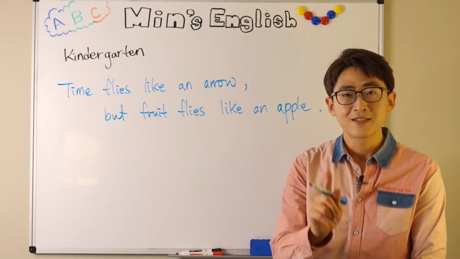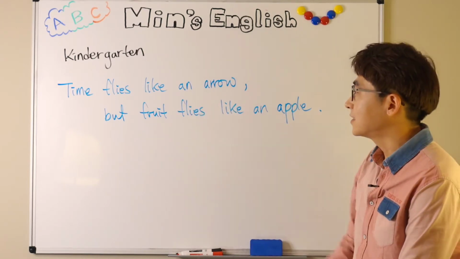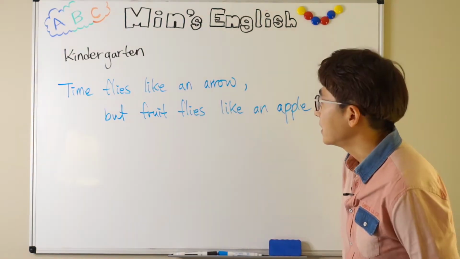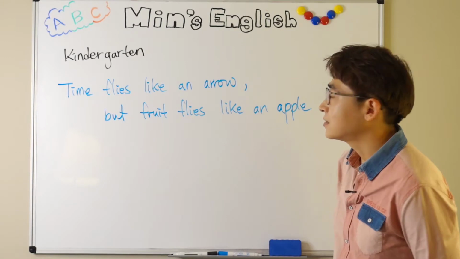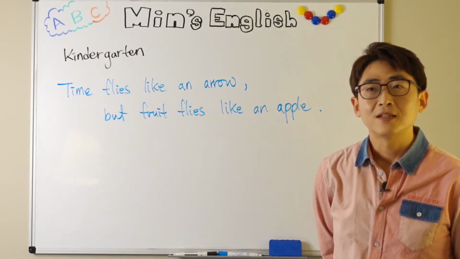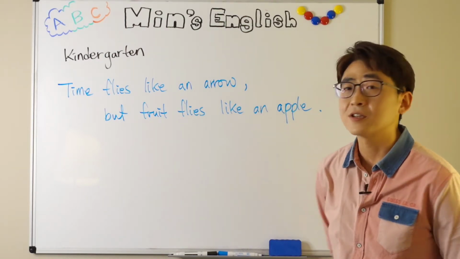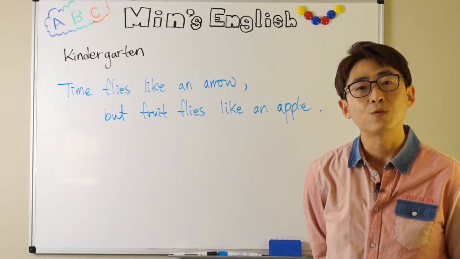The first quiz is at kindergarten level. And this sentence has a little secret. In English, words can mean different things, and a noun can mean a verb in a sentence. So you have to understand the versatility of English words.